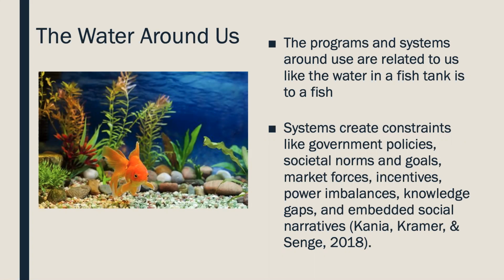In the same way, we are living with, quote, water all around us. The water around us are the programs and systems that govern our society. Just like the fish, we don't always realize the systems around us or the rules and norms they create. The water creates constraints, which include government policies, societal norms and goals, market forces, incentives, power imbalances, knowledge gaps, embedded social narratives, and many more. It is these systems and the constraints that they create, though necessary for life, that can make lasting change difficult.